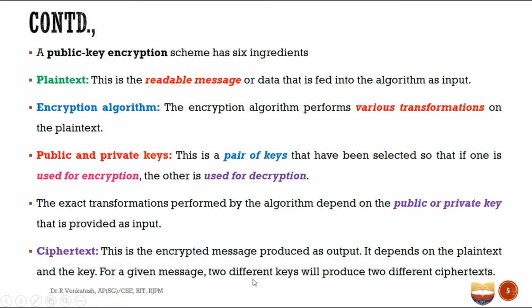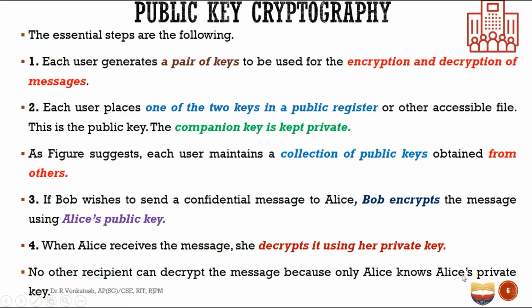For a given message, if we use two different keys, the two different keys will produce two different ciphertexts. For example, ABC is the plaintext and the key is 3. With key 3, we receive DEF as output. For the same input ABC, if I use another key, for example 6, I will get a different ciphertext.